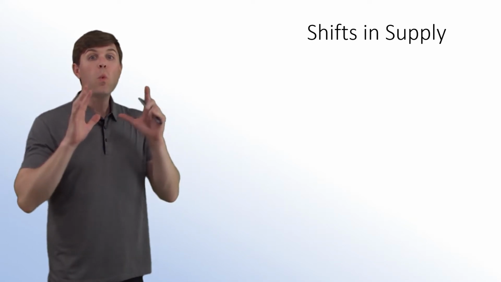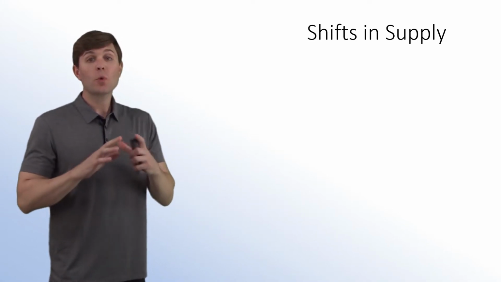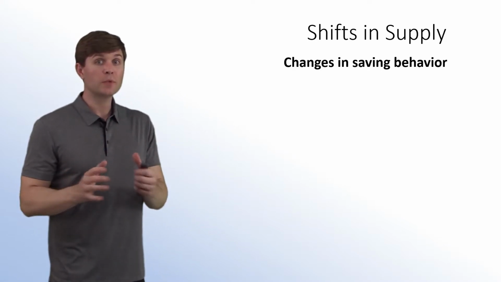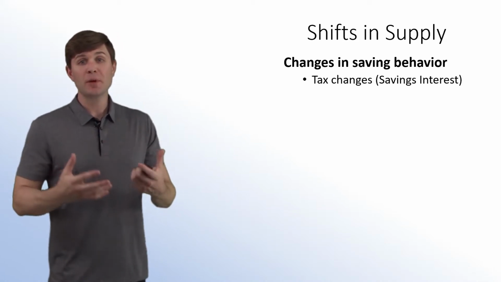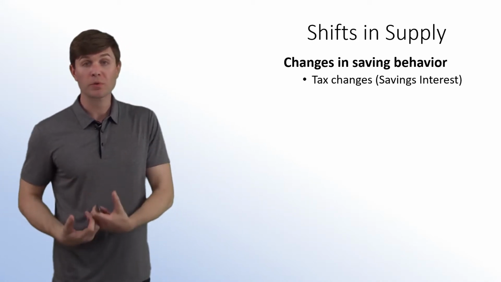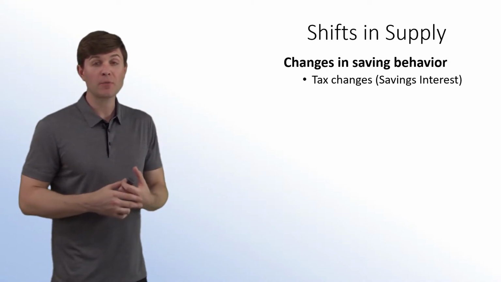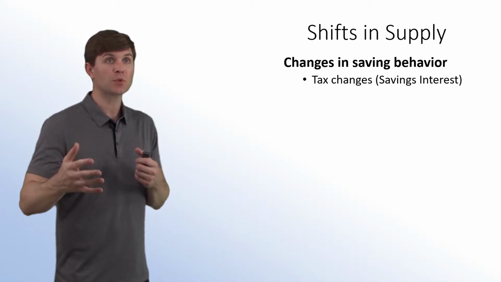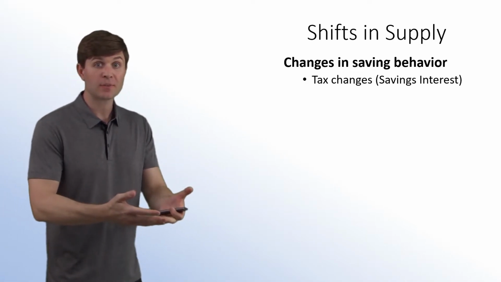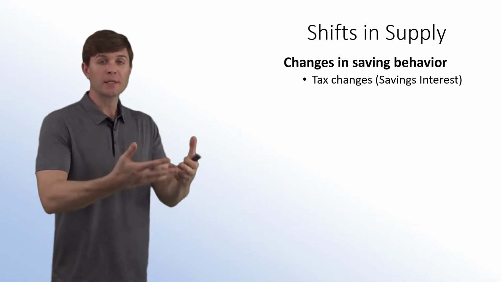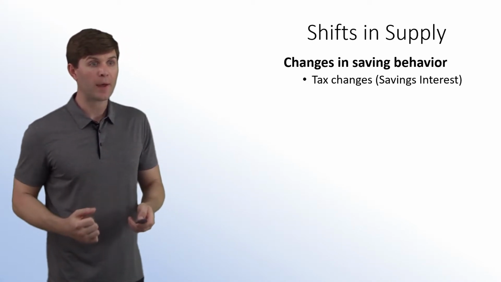All right, so what are the things that are going to shift the supply curve of loanable funds? So one of the main two categories are changes in savings behavior. All right, so anything that's going to make us want to save more or save less. So tax changes on savings interest. If the government says that I'm not going to pay as much taxes on the interest gains that I have on a savings account, I'm going to be willing to put more in. If they say that those taxes are going to be higher, I'm going to pull that money out.